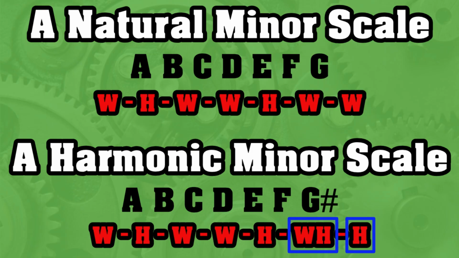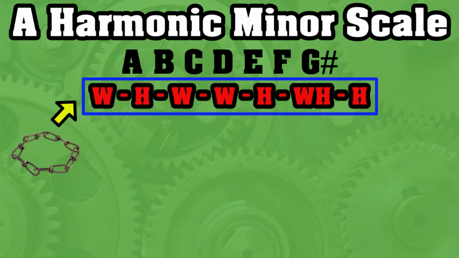That's the interval between the F and the G sharp, or the 6th note and the 7th note. Whole half means 3 half steps, or 3 semitones. And then between G sharp and the A, which is back at the starting note, there's only a half step interval. So this is a different interval chain, a different set of intervals between adjacent notes.